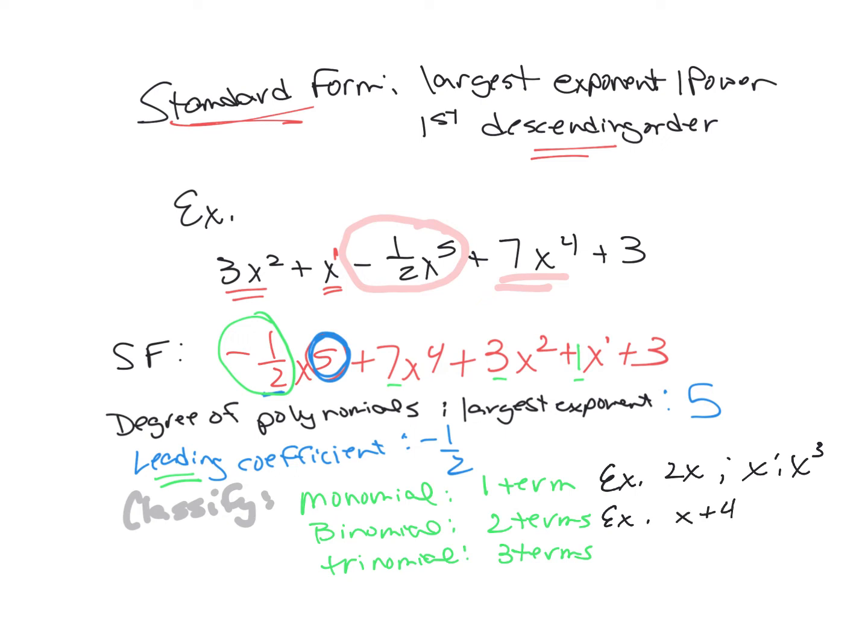That's 1 term here and 2 terms. So it's separated with addition or subtraction. Then a trinomial could be something like x squared minus 4x plus 1. There are 3 terms here. There's 1 term here, 2 terms here, 3 terms. They're all under this umbrella called polynomials.